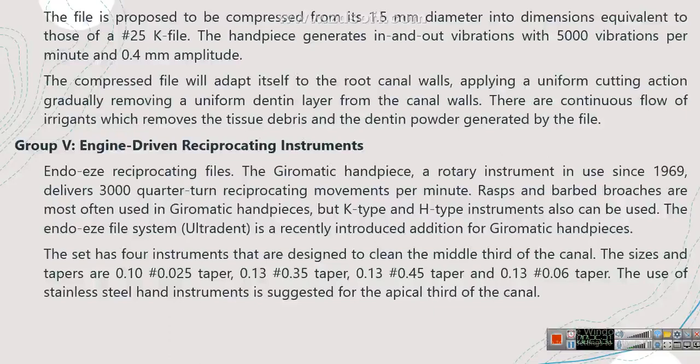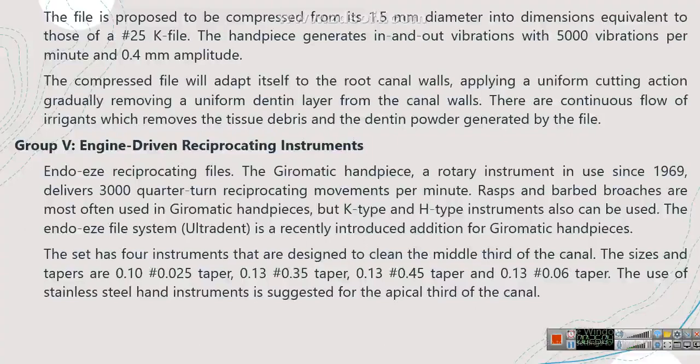There is a continuous flow of irrigants which removes the tissue debris and the dentin powder generated by the file. So when we use the self-adjusting file, the irrigation system is automatically associated with it, removing the possible accumulated debris that may pack within the canal system.